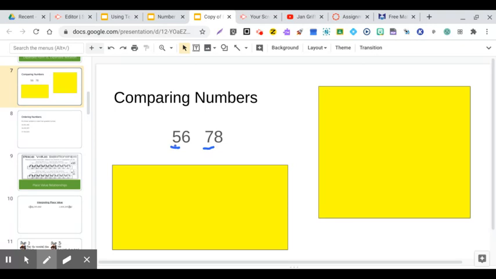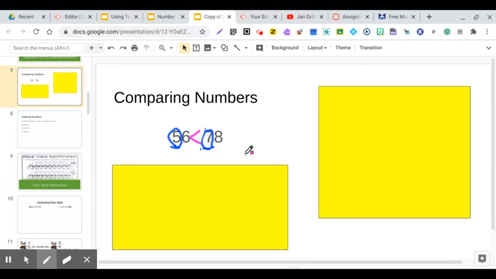If I just focus on my 5 and my 7, I can think about that pretty easily. 5 is less than 7. And so we would make our symbol going this way. Let me erase that, and I'll switch colors so you can see it here. 5 is less than 7.